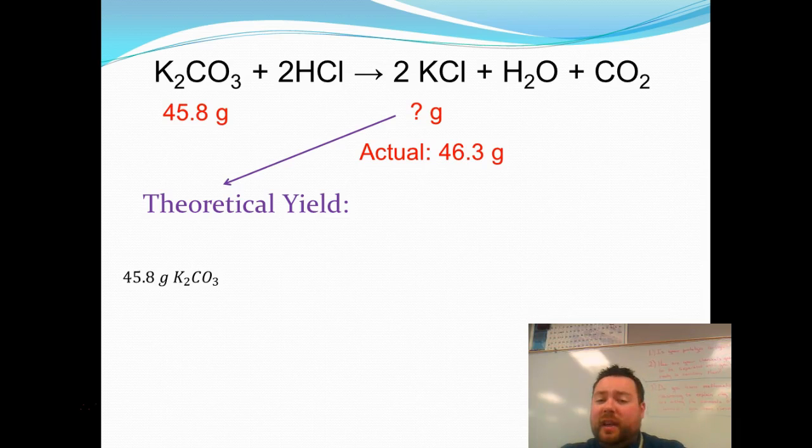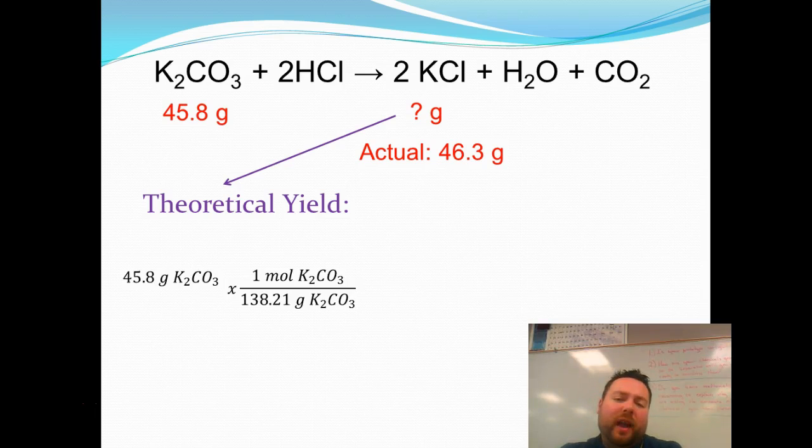And now we're just going to set up a regular stoichiometry problem. So we need to get from grams of potassium carbonate into grams of potassium chloride. As we know, going from grams of one substance, we need to get into moles. So we need to convert into moles of potassium carbonate. So we're going to take the molar mass or formula weight of potassium carbonate and put 1 mole over 138.21 grams, because that is the formula weight. And that puts us into moles of potassium carbonate.